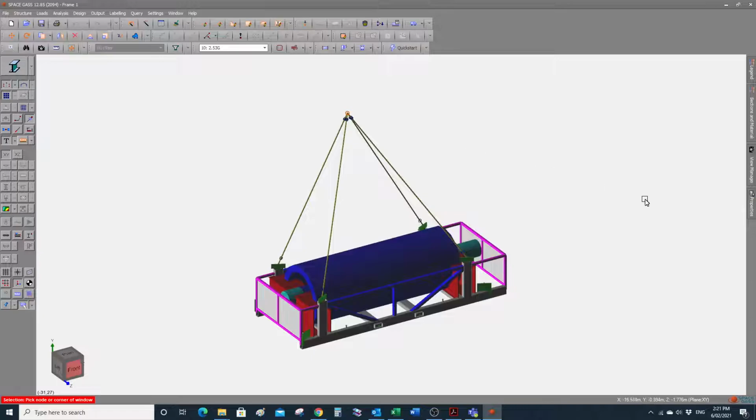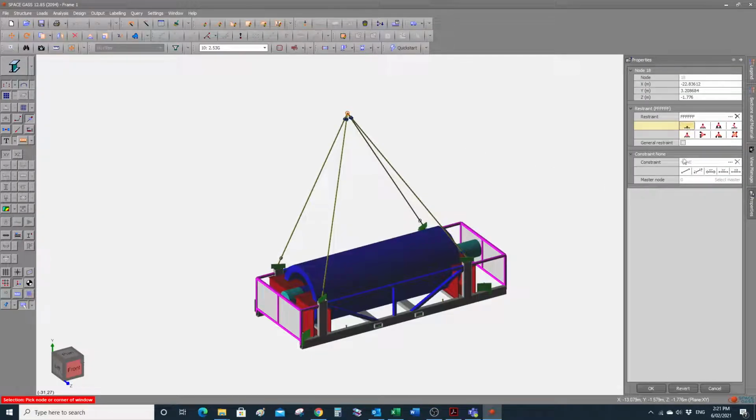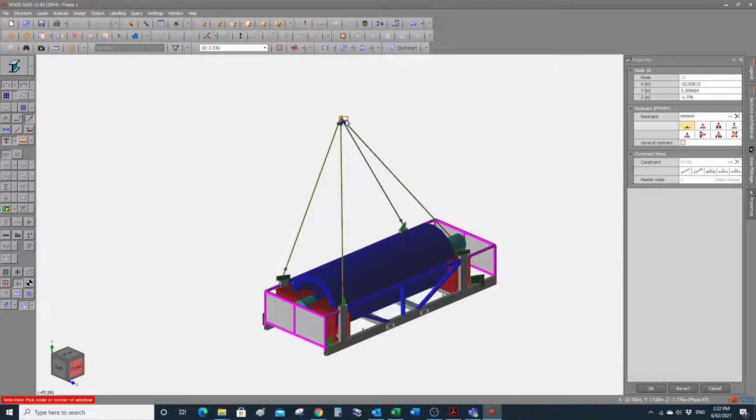This is a hook point, and at the hook point I only add fixed restraint. This is fully fixed, but because all the sling members don't have any moment, there won't be any moment here. There will be only forces at this point. But for the stability reasons, we have to completely fix this point. As you can see, I fixed all the XYZ translations and also XYZ rotations.